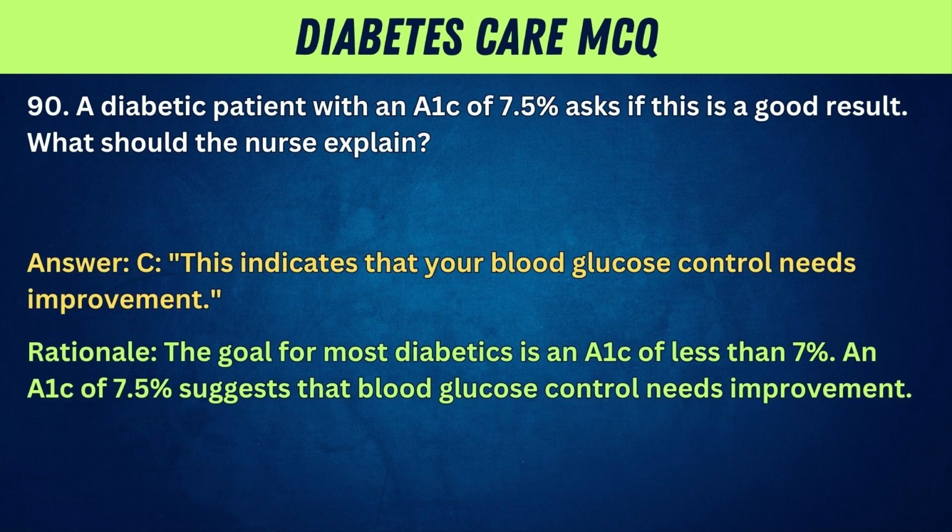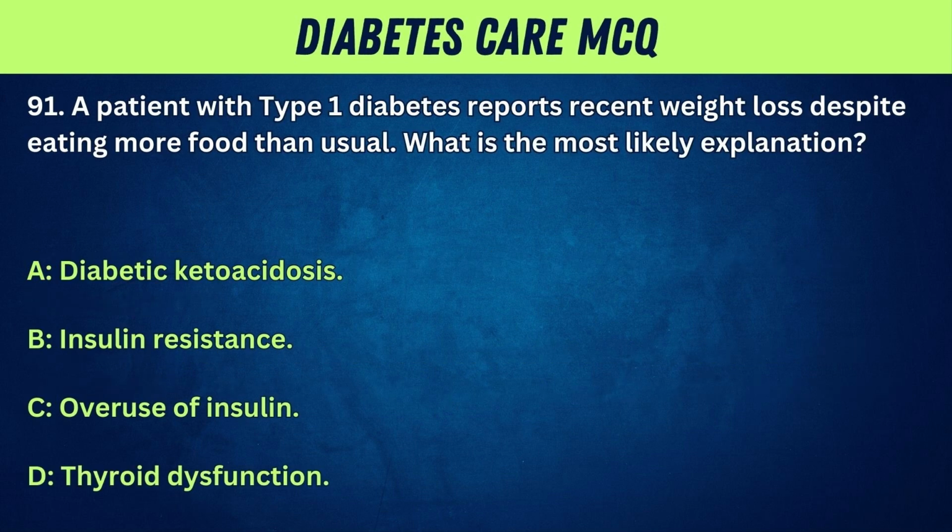Answer. C. This indicates that your blood glucose control needs improvement. Rationale. The goal for most diabetics is an A1C of less than 7%. An A1C of 7.5% suggests that blood glucose control needs improvement. 91. A patient with type 1 diabetes reports recent weight loss despite eating more food than usual. What is the most likely explanation?